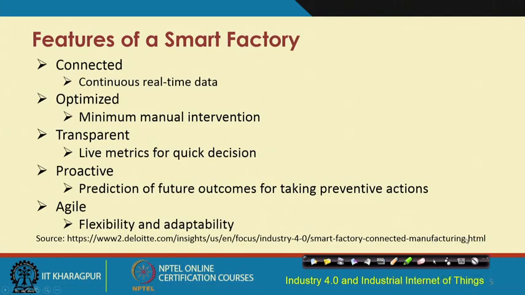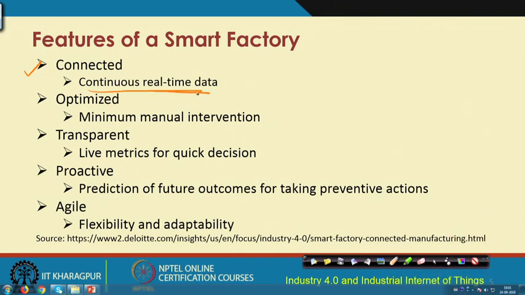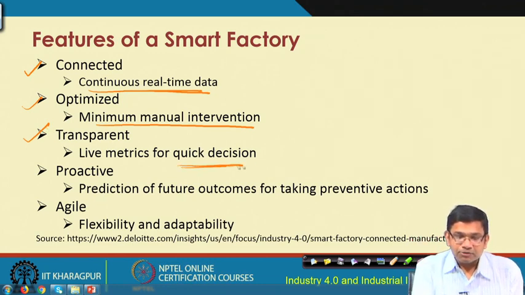So, in terms of the features of a smart factory, these are some of the different features. In a smart factory, we are talking about connected devices, which are going to send a lot of data in real time continuously. Optimized components and optimized data, with no or minimal human intervention, are a characteristic of a smart factory. A smart factory is also transparent, in the sense that depending on the metrics that are implemented, you are going to get a lot of live data, and that data can be used suitably at different levels of management for quicker decision making. So, transparency is also promoted in a smart factory.